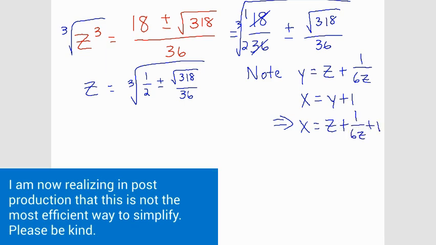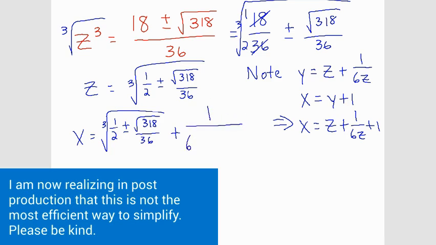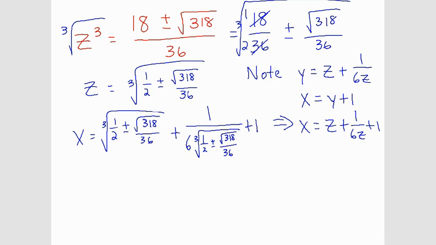So let's go ahead and set up that equation. We have x is equal to the cube root of 1/2 plus or minus the root 318 over 36, plus 1 over 6 times the cube root of 1/2 plus or minus root 318 over 36, plus 1. Okay, now the trick here is to simplify this.